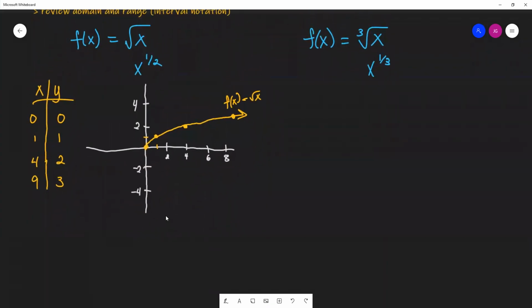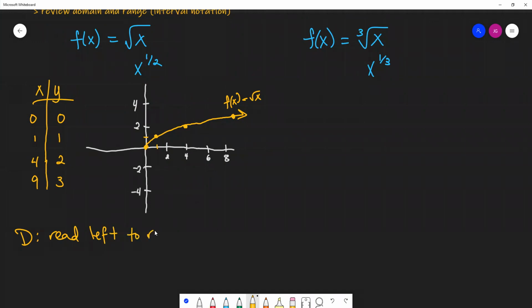So interval notation for domain, we read left to right. You're going to literally read like a book. Notice how I have absolutely nothing over here, and that makes sense because I can't plug any negatives into my square root function. I can't have the square root of -4. I can, that's just a complex number, and we're talking about the real numbers right now.